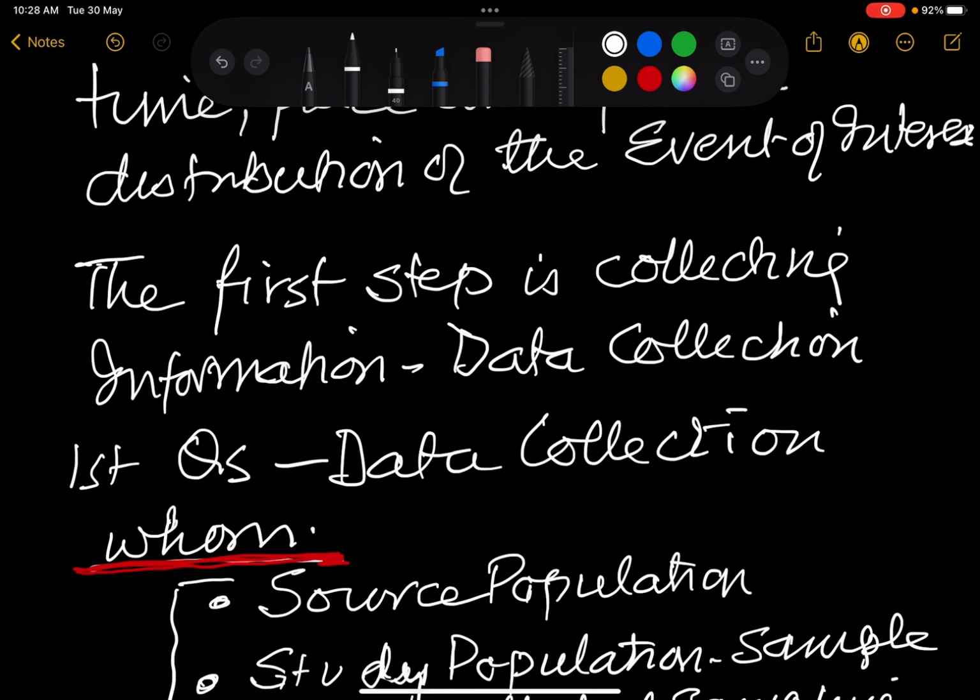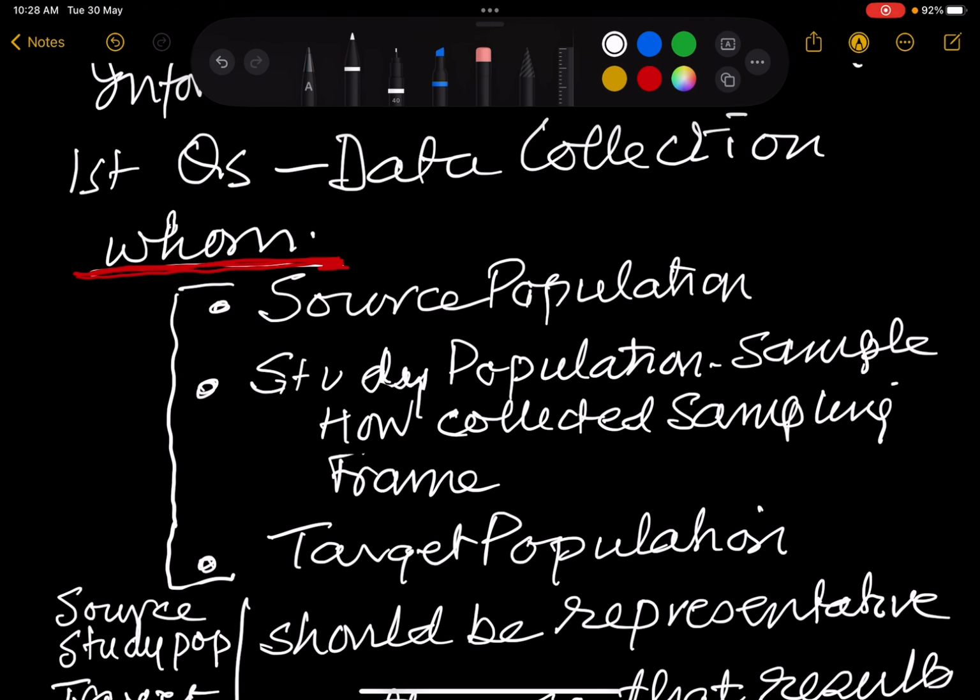The first step in epidemiology is data collection of information about the event of interest. And the first question in data collection is, on whom are you collecting the data? So according to that, you divide the whole population into a source population, a study population, and a target population. The method of getting the study population from the target population is called a sampling frame.